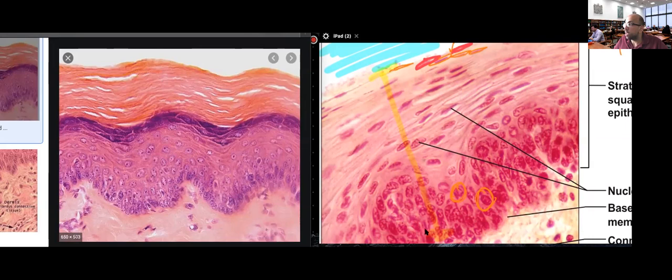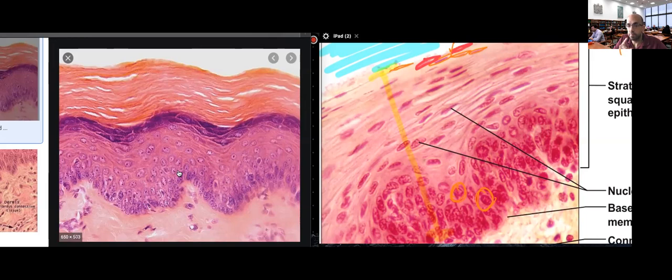How about the shape of the apical cells? Where is the apex? Where are the top cells? If I put here 1, 2, 3, 1, 2, and 3, 1, 2, and 3. Which one is the top cell layer? What do you think? 2. Anyone wanna guess? 3.